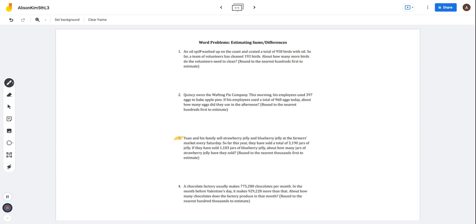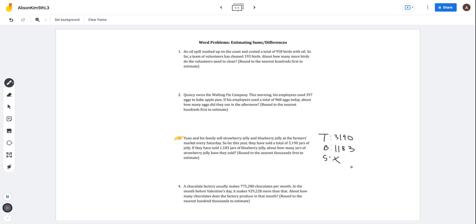So though it says to round to thousands first, it doesn't really matter. I'm gonna just round at the very end. You should get the same answer. So the total was 3,190, right? So that's gonna be our total. 3,190. And then the blueberry was 1,183. And then the strawberry is what we have to find out. So I'm just gonna put an X right here.